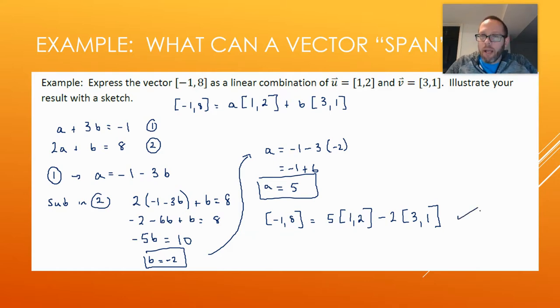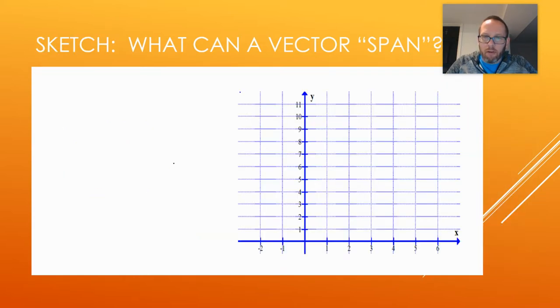We did it with -1, 8. But 10, 17, -25, -17, any vector I can write as a combination of U and V by setting up an equation like so, and then solving the corresponding linear system. So let's visualize what that looks like.